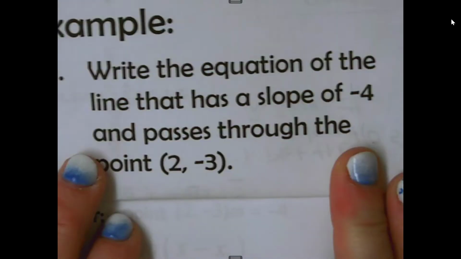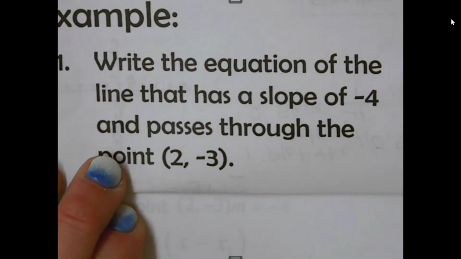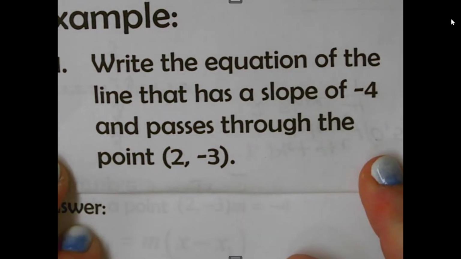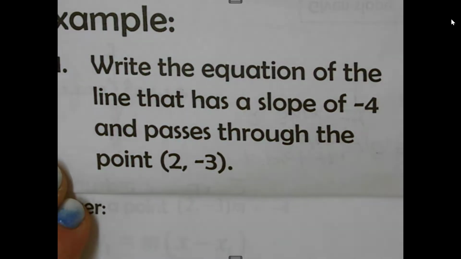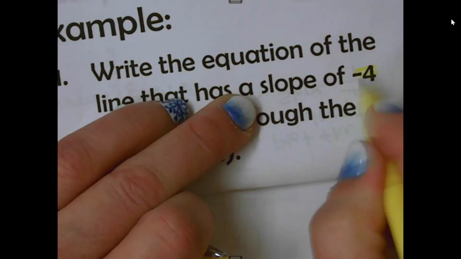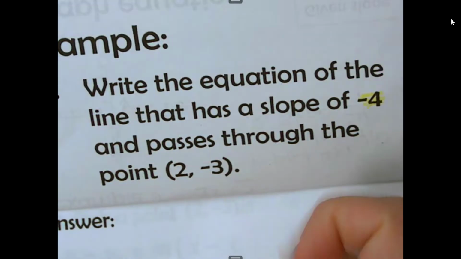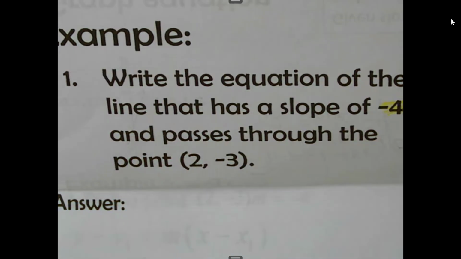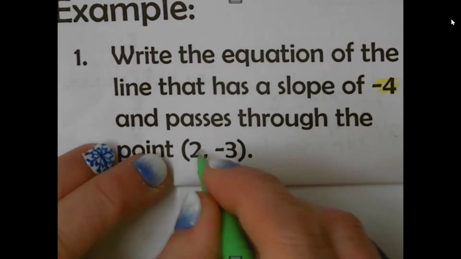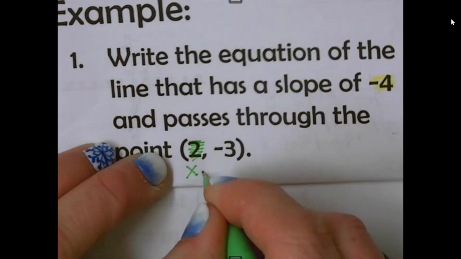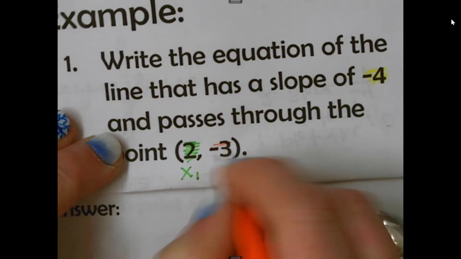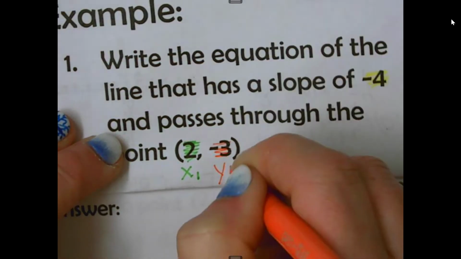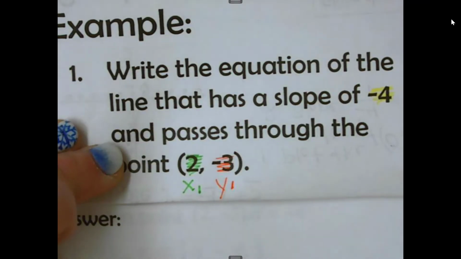Okay, flip it over here. It says write the equation of the line that has a slope of -4 and passes through the point (2, -3). Okay, so the first thing I'm going to do, I'm going to highlight the slope. I'm going to highlight the x1. I'm going to label it. And then this is going to be y1. So these are the values that we are going to substitute in the point slope.